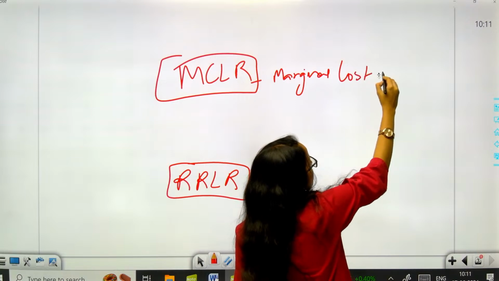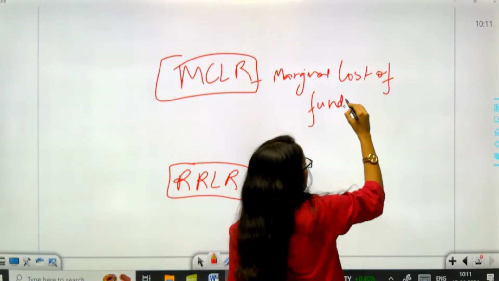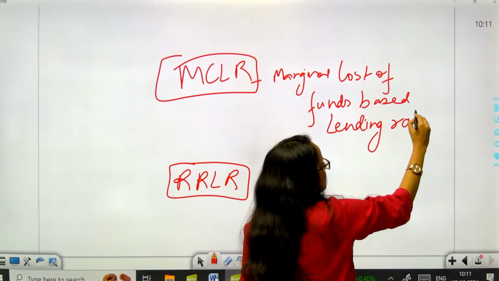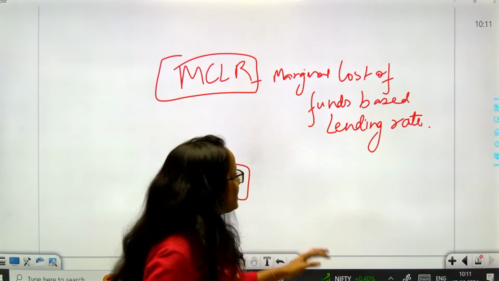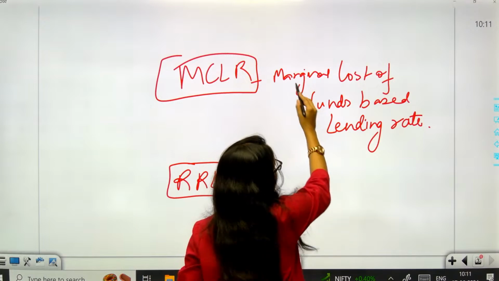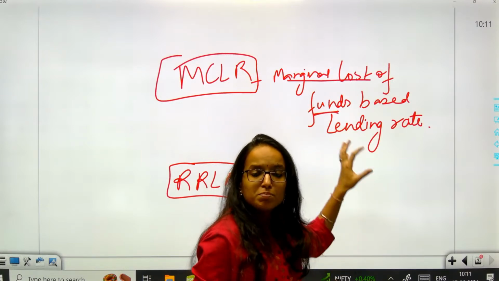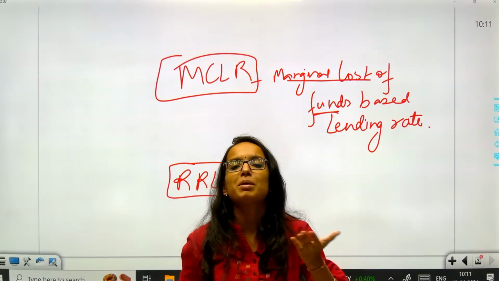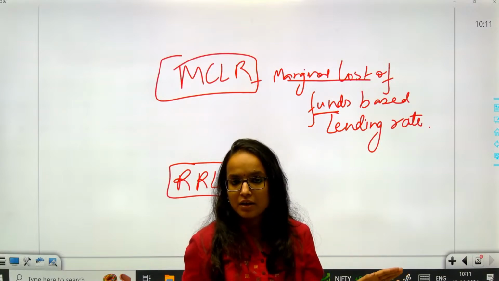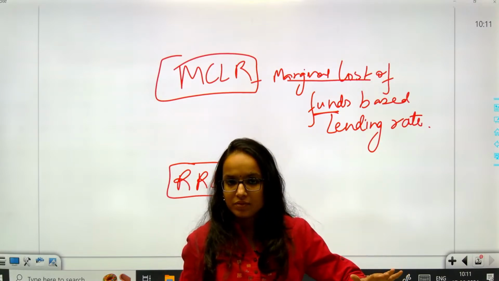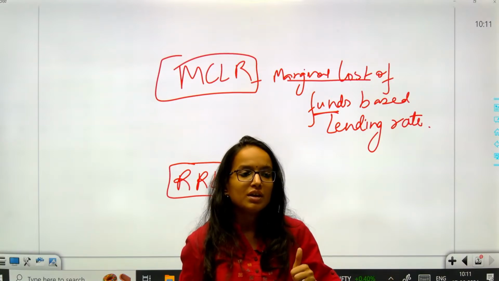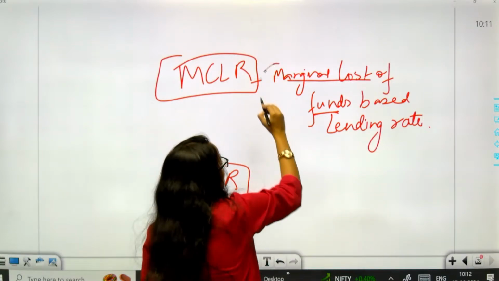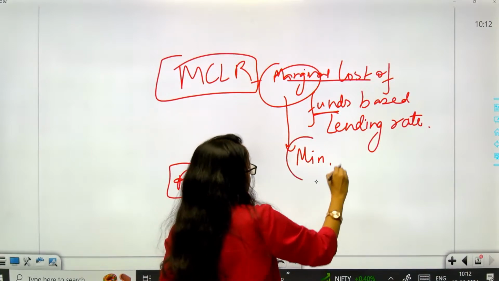Marginal cost of funds based lending rate. What is this? MCLR. As the name suggests, marginal cost of funds based lending rate. So it is a lending rate which is based on marginal cost of funds. Okay, first thing which you should remember about MCLR, it is the minimum rate below which banks are not allowed to lend. So it will be your floor rate. Okay, bank cannot give loan to anyone below MCLR. So it is minimum lending rate, first of all.